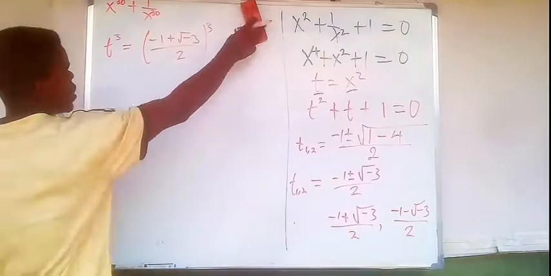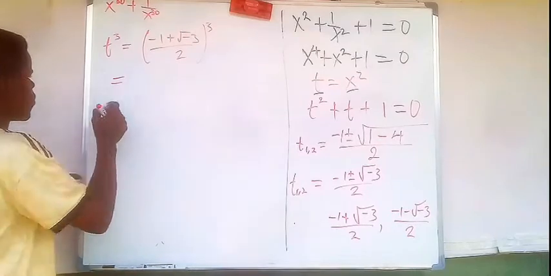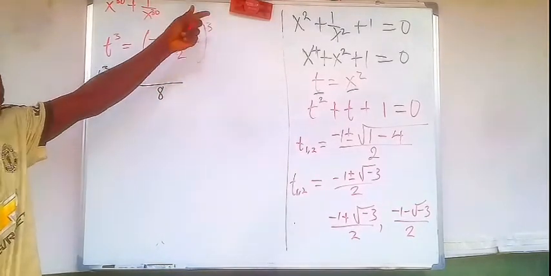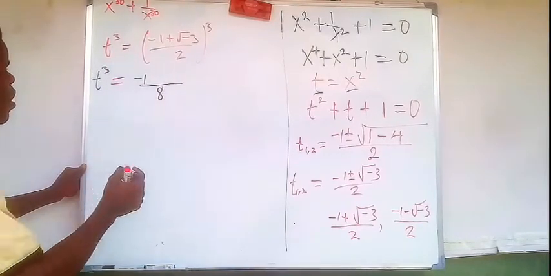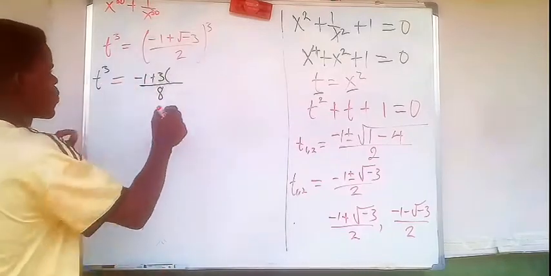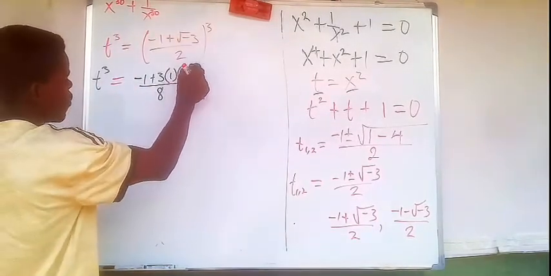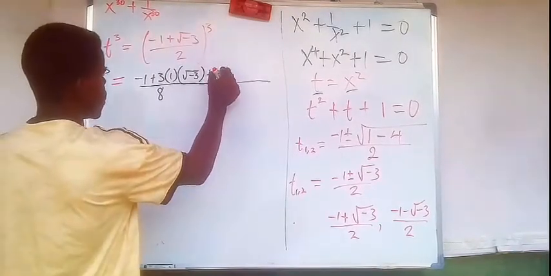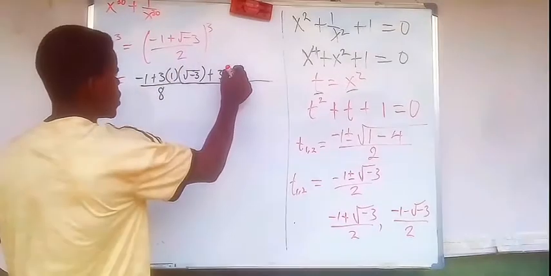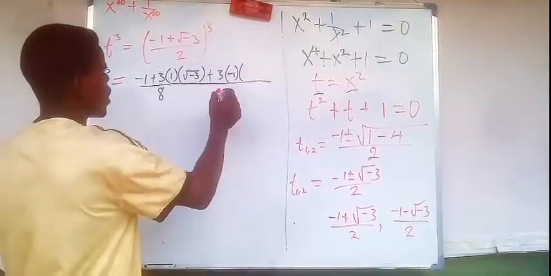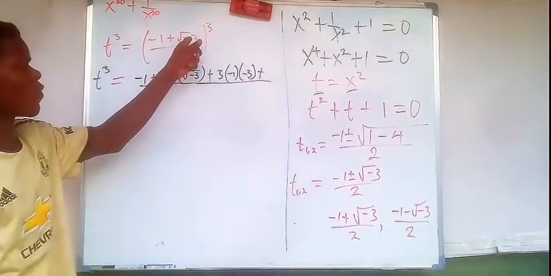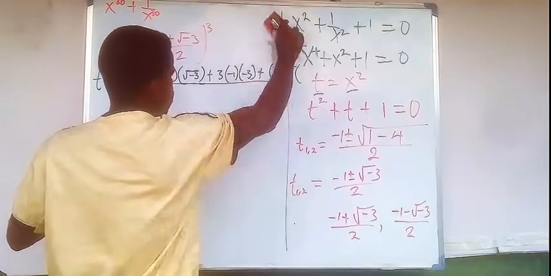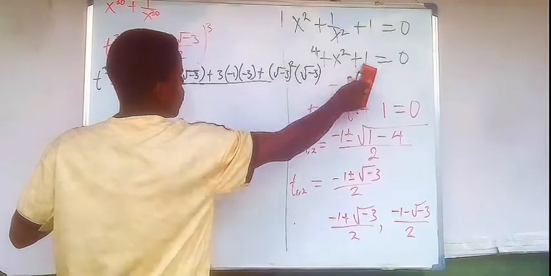So we're going to expand this, and we will have t to the third power. Now the denominator already is 8. Negative 1 cubed is negative 1, plus 3 times negative 1 squared, which is just plus 1, times the second term, that is square root of negative 3 to the first power. Then plus 3 times, now this will be raised to the first power, that is negative 1, and square root of negative 3 raised to the second power, that will become negative 3. Plus, now square root of negative 3 to the third degree is the same thing as saying square root of negative 3 to the second power times the square root of negative 3 to the first power.